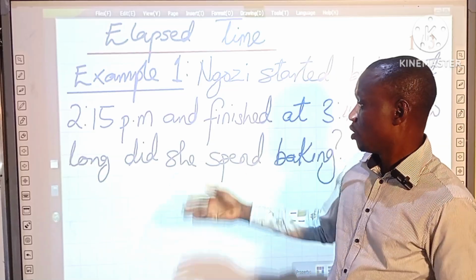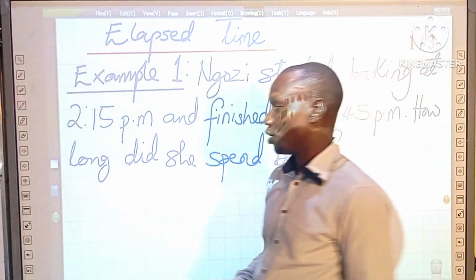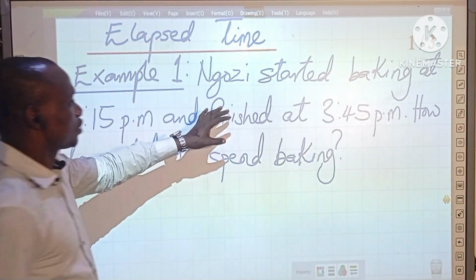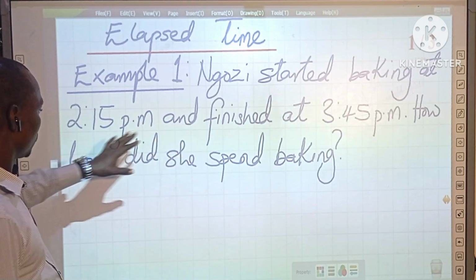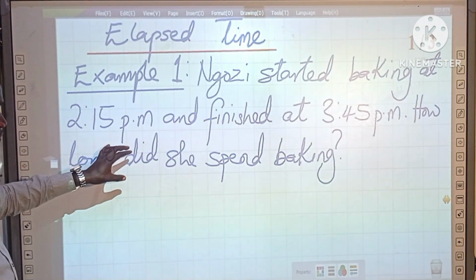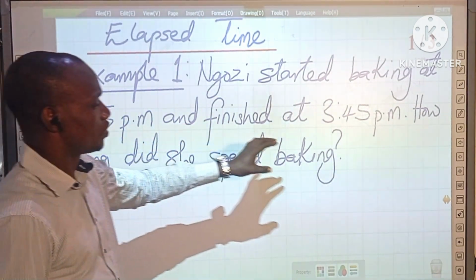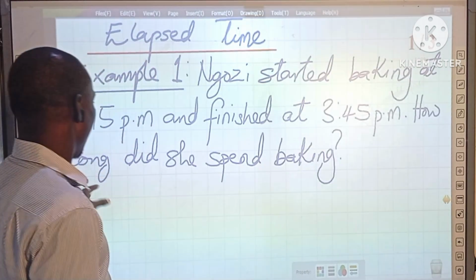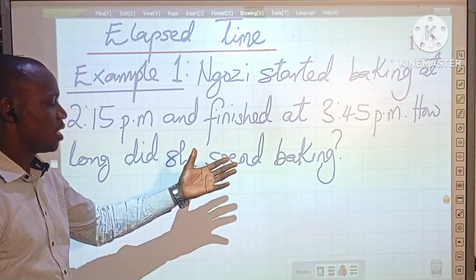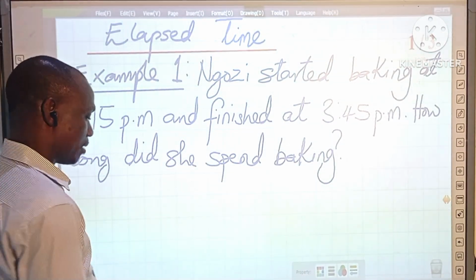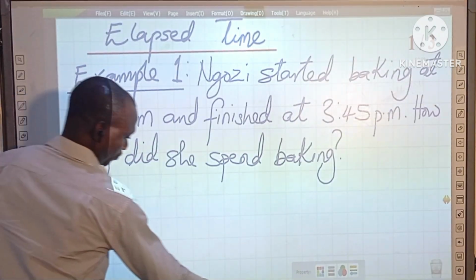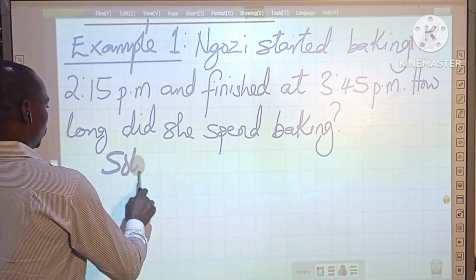So today, we'll be going straight to our first question on the board, which says, Ngozi started baking at 2:15 p.m. and finished at 3:45 p.m. How long did she spend baking? Now we're looking at the elapsed time. So in this case, let's go straight to our solution.